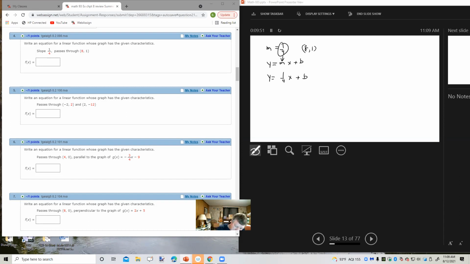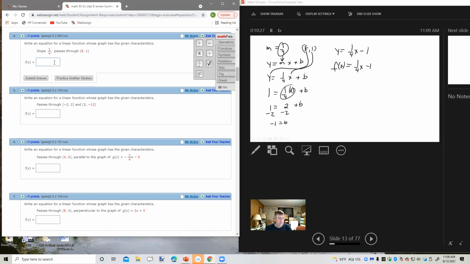I can take this ordered pair and put the 8 in for x and the 1 in for y, and get 1 equals 1/4 times 8 plus b. 1 equals, that's going to reduce down to 2 plus b. Subtract 2 from both sides, and b equals -1. So y equals 1/4 x minus 1. So that would be the same thing as, in function notation, f of x equals 1/4 x minus 1.